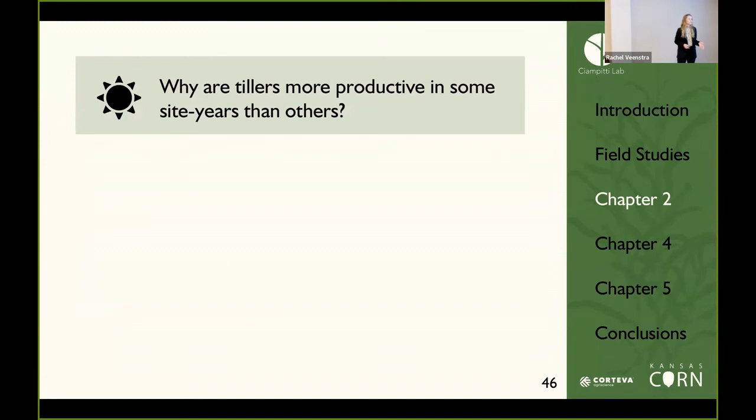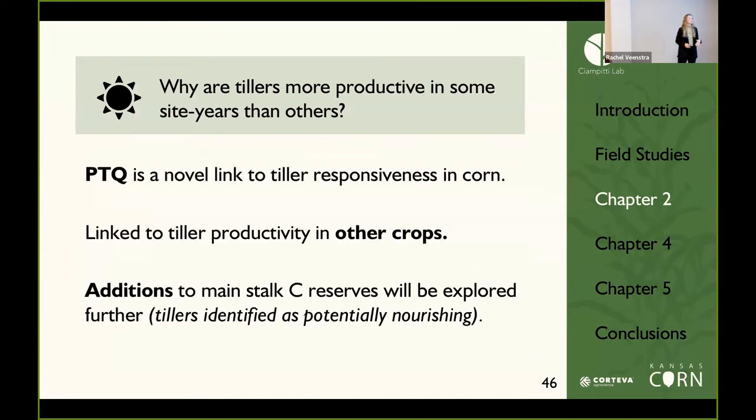So why are tillers more productive in some site years than others? We found that the photothermal quotient is a novel link to tiller responsiveness in corn. It's been linked to tiller productivity in other crops, but not in corn previously.